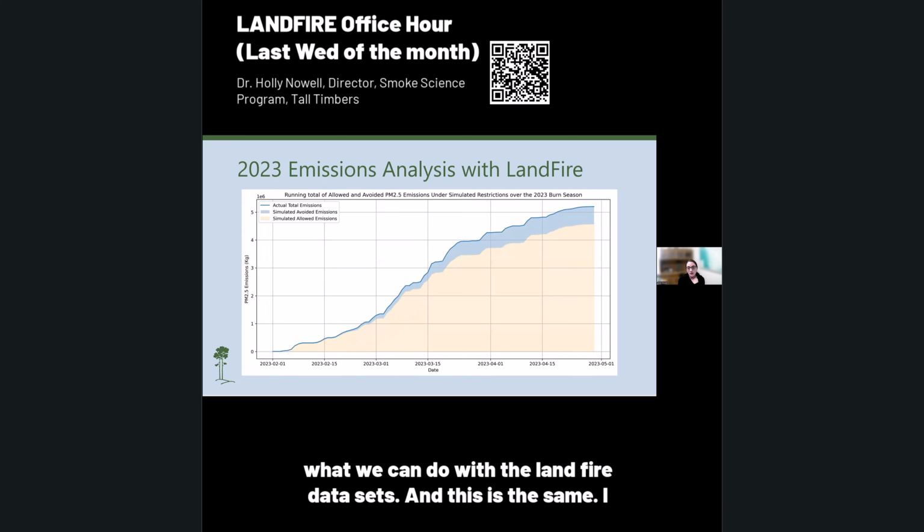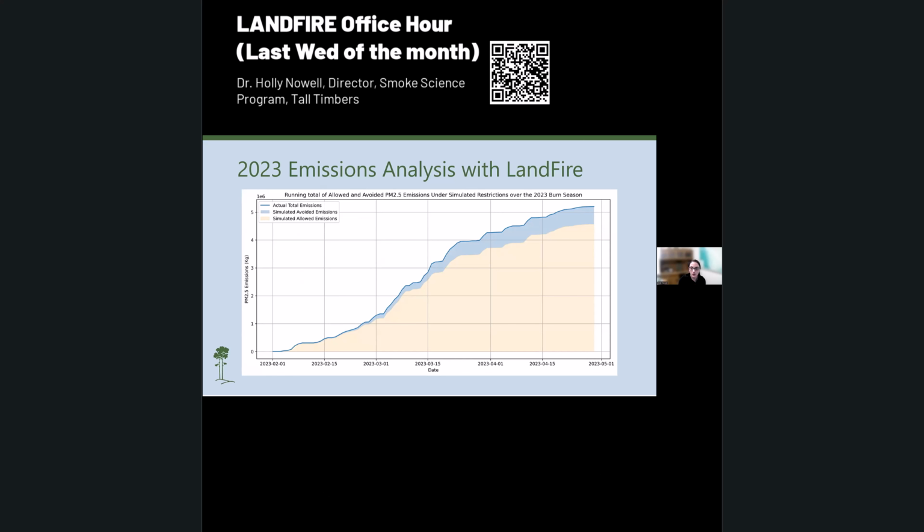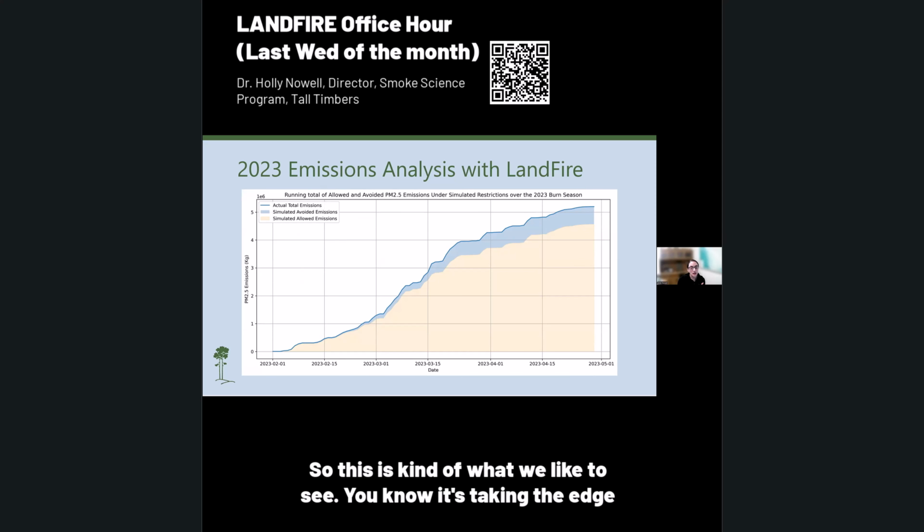And this is the same, I included this figure. It's showing the same information, just in a static figure. I always like to have a backup in case the animated ones don't work in PowerPoints, as they frequently don't. But this is just showing, as we go through burning season, how much emissions are being saved by being denied in the cone. So this is kind of what we like to see. It's taking the edge off the emissions, but it's not stopping burning completely. Because like I said, we're trying to find a balance.